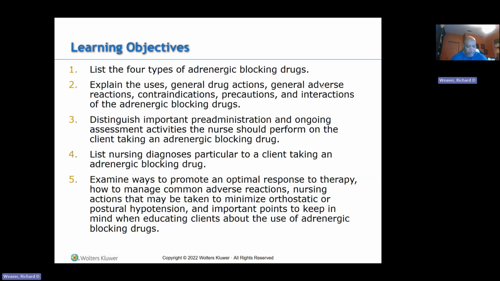Let's see if I can. I guess that doesn't work. Anyway, let's take a look at the learning objectives.